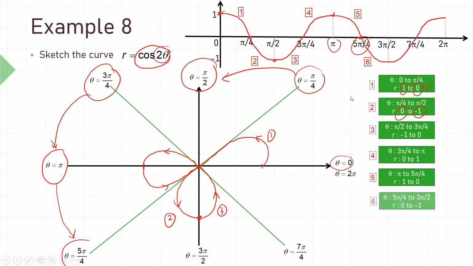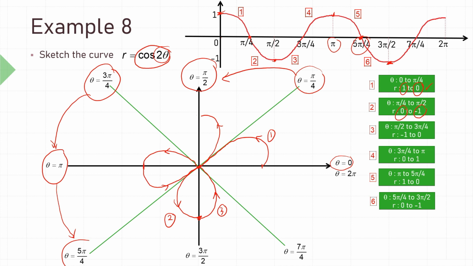The sixth part is from 5 pi over 4 to 3 pi over 2, where r goes from 0 until -1. I hope you get how I write r from 0 to -1. -1 is over here. Normally it should go this way from 0 to 1, but now it's from 0 to -1, so it's the opposite side. So we have this path over there.